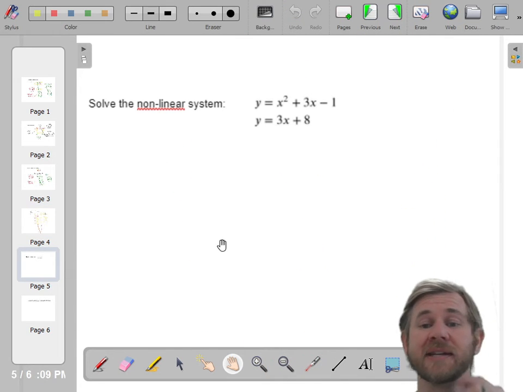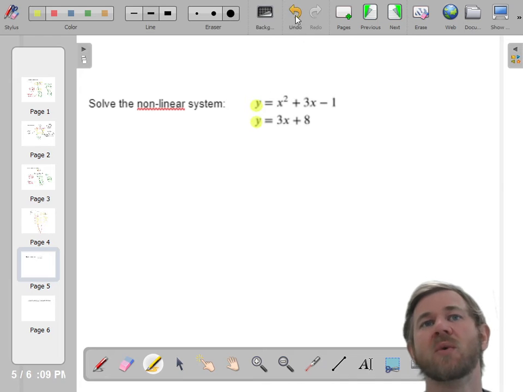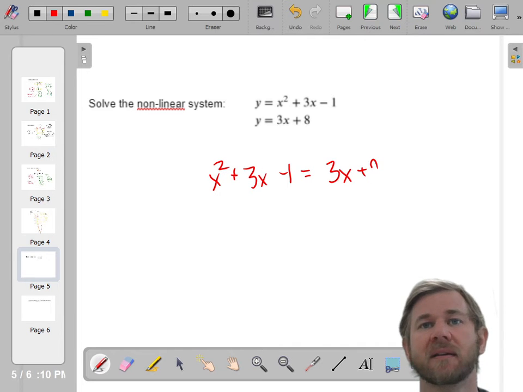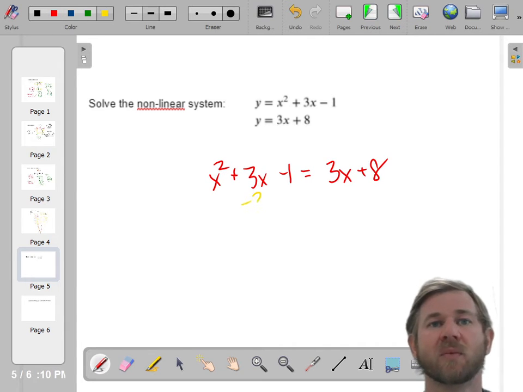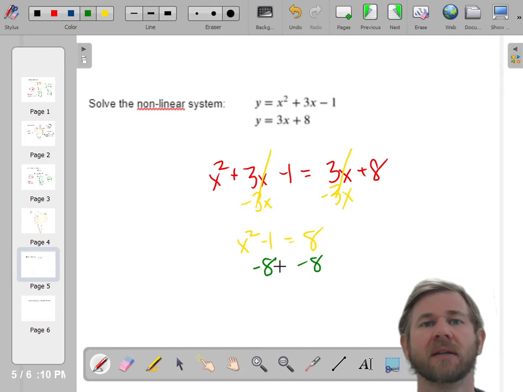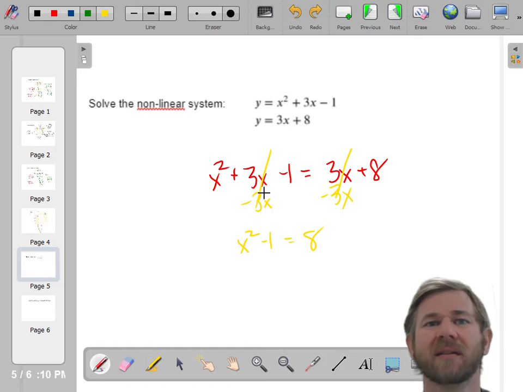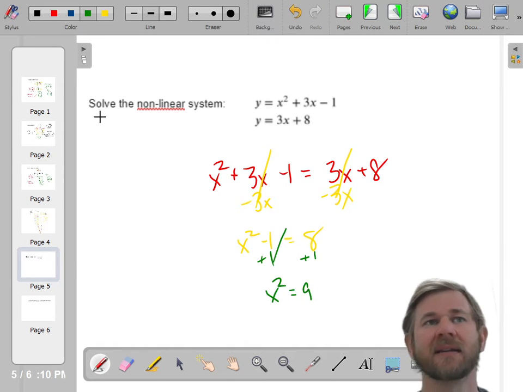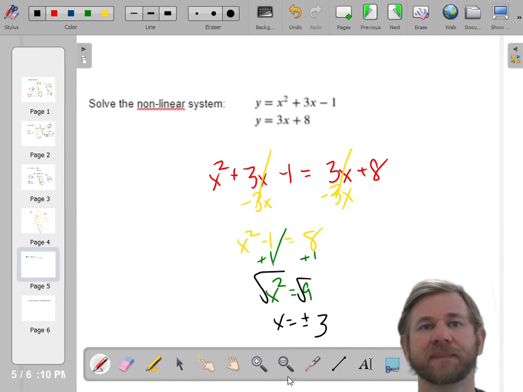Alright, what else you got? Okay, solve the nonlinear system. So here, this is like the other one. They both equal y. So we're going to set them equal to each other. 3x minus 1. And on the right side, I have 3x plus 8. And now I will get all my things on one side. Ooh, that goes away. That's kind of weird. Let's see what happens. Minus 8. Actually, if you have x squared, you don't have any x's, you can just add 1 to both sides and say x squared is 9. And then you can square root both sides and get x equals plus or minus 3.